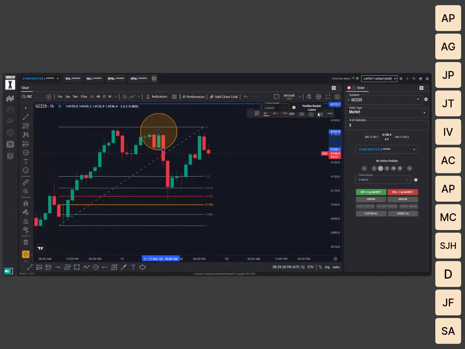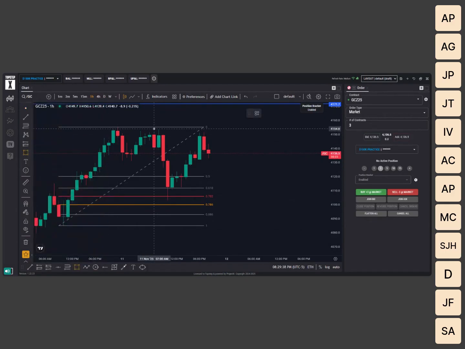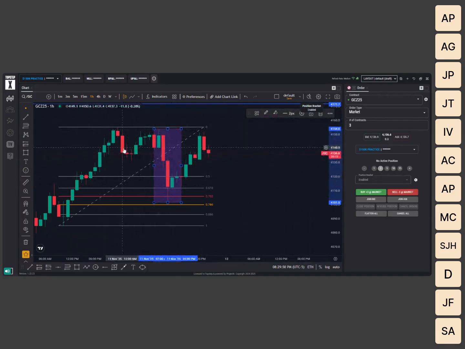Well, maybe a rectangle would be better for this. There we go. This particular range. Dang, my colors are all over the place. Right. But we broke this low.